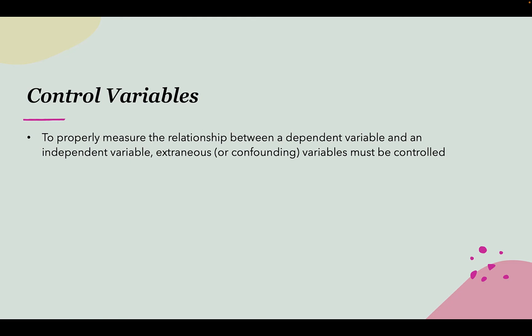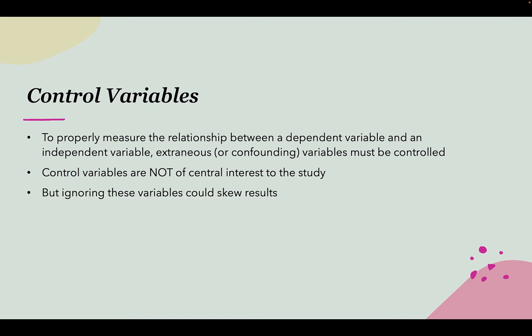All right, and now let's talk about control variables. To properly measure the relationship between a dependent variable and an independent variable, extraneous or confounding variables must be controlled. Control variables are not of central interest to the study, but ignoring the variables could skew results.